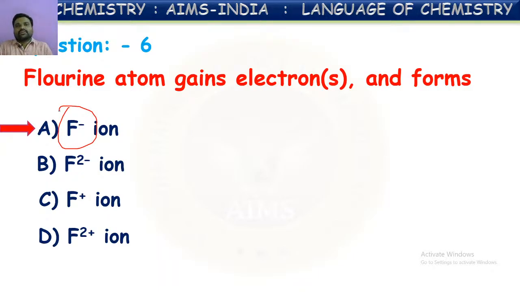So this is about different ions or radicals: positive ions, negative ions, or electropositive ions, electronegative ions, cations, anions.